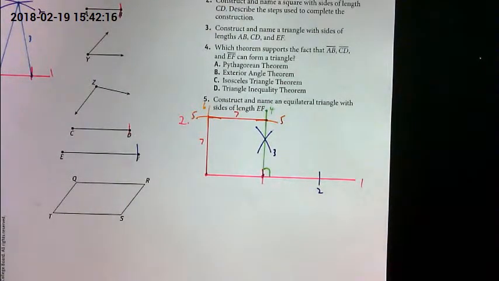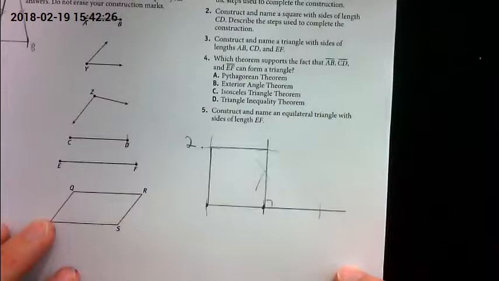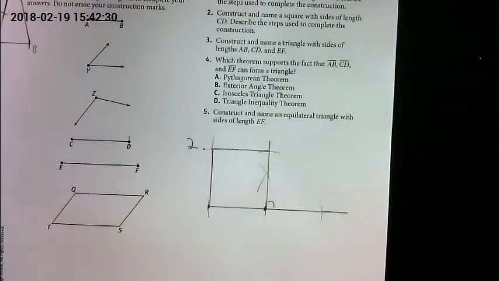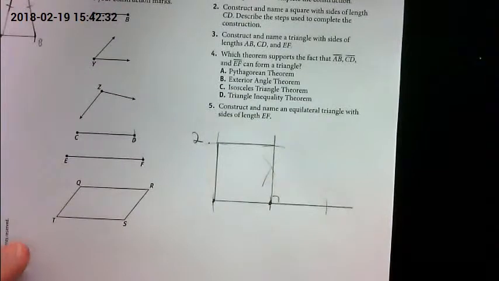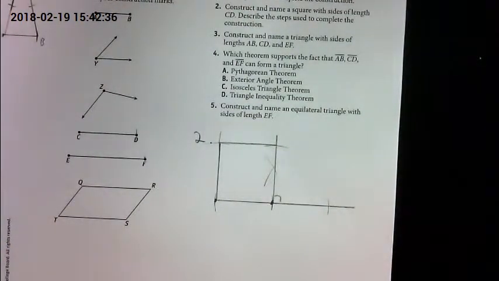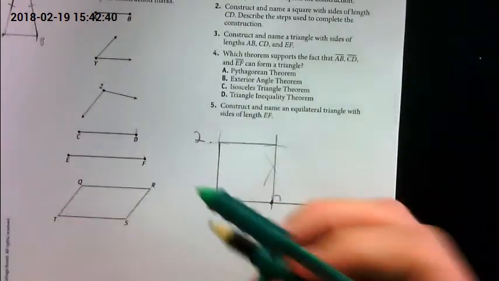Alright, moving on. So now, on number 3, it says construct and name a triangle with sides of lengths AB, CD, and EF. So it wants all 3 different sides, which just means that you're going to have to get 3 different measurements on your compass. So it doesn't matter which one you start with.